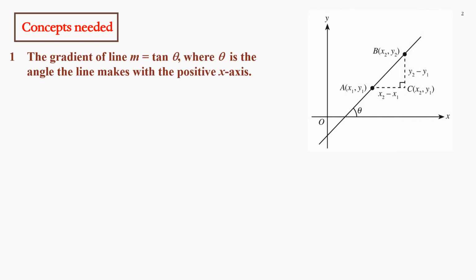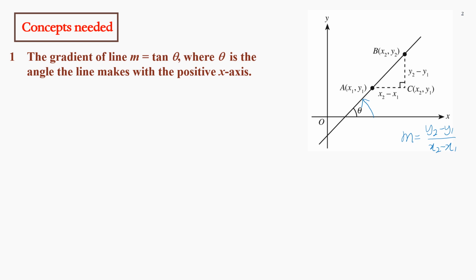Right, first of all, we all know that to find gradients of a line segment, basically you can just take y2 minus y1 over x2 minus x1. But there's another way of finding the gradient of the line segment, and that is if you know the angle theta that the line makes with the positive x-axis. What it means is that if you measure the angle theta from the x-axis in an anti-clockwise direction, the gradient of the line is just tangent of the angle.